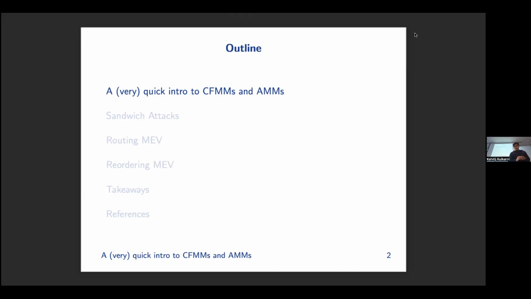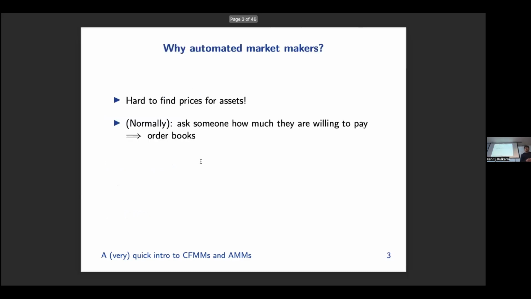Yeah, so I'm going to be talking about these particular kinds of decentralized exchanges and a kind of attack that happens on them fairly often. So let's get started. So why automated market makers and why decentralized exchanges? There's this basic fact in finance that it's hard to find prices for assets. So if you want to sell something or buy something, usually it's pretty difficult to find prices.